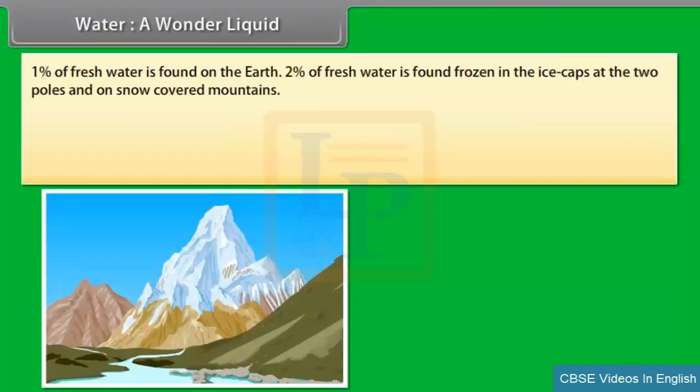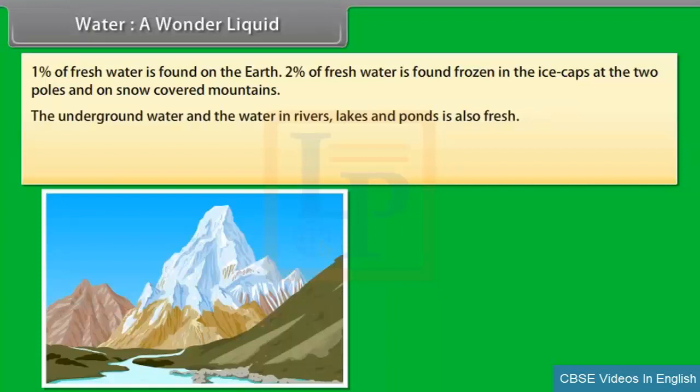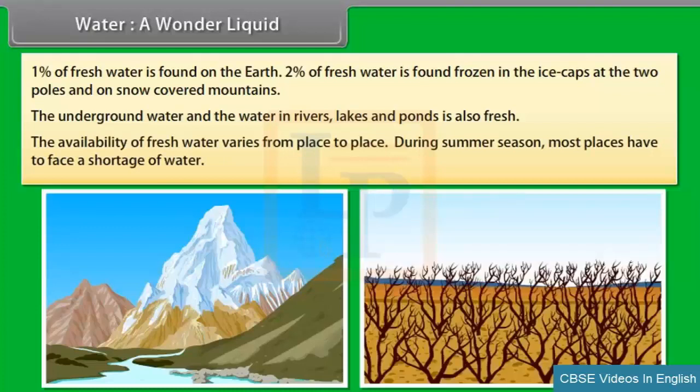2% of fresh water is found frozen in the ice caps at the two poles and on snow-covered mountains. The underground water and the water in rivers, lakes and ponds is also fresh. The availability of fresh water varies from place to place. During summer season, most places have to face a shortage of water.